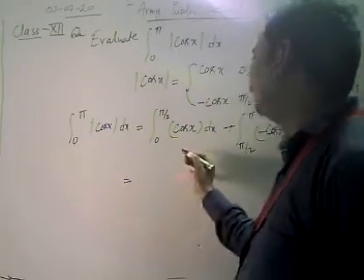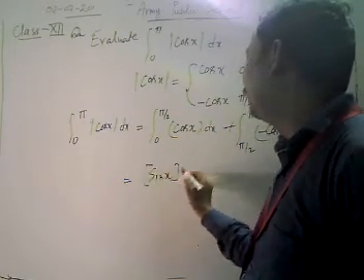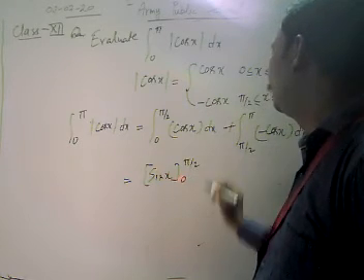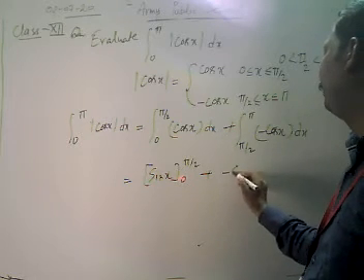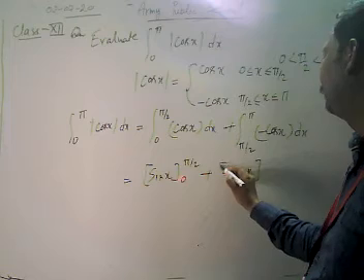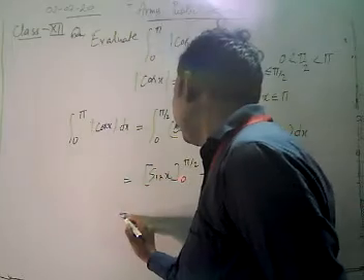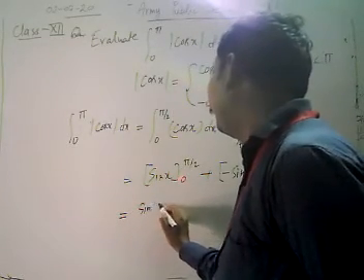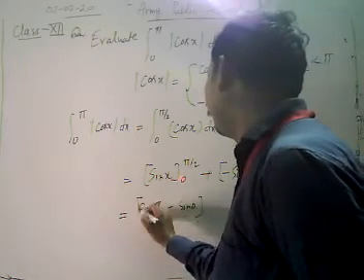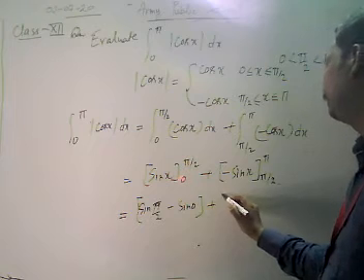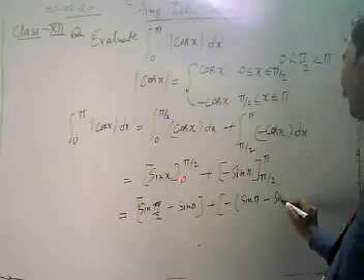What is the integration of cos x? The integral of cos x is sin x. Put sin x with the limit 0 to pi by 2. Again here, minus cos x, then we have minus sin x, with the limit pi by 2 to pi. Now it is sin pi by 2 minus sin 0, plus minus, taking pi, sin pi minus sin pi by 2.